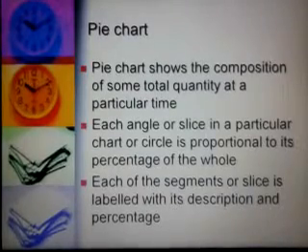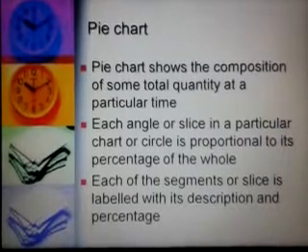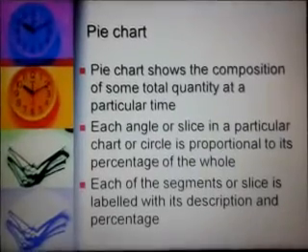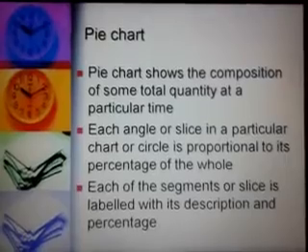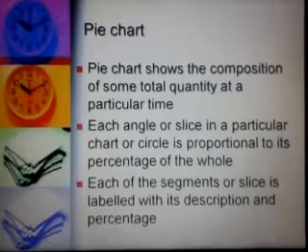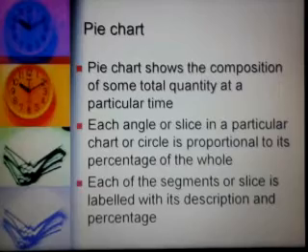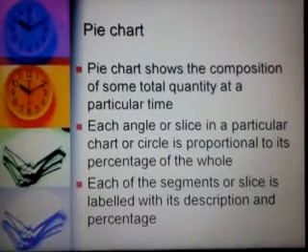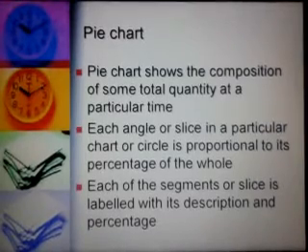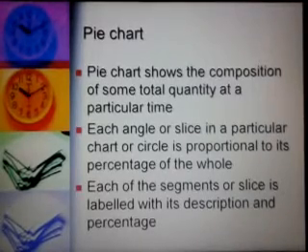Pie charts are the charts that show the composition of some total quantity at a particular time. So out of a whole, the total composition is shown in a pie chart. For example, if there are 100 students in a class, how many of those are male and how many are female? This composition can be shown by using a pie chart. So there are 100 students. If there are 60 male students and 40 female students, through a pie chart we can show the composition of the class.